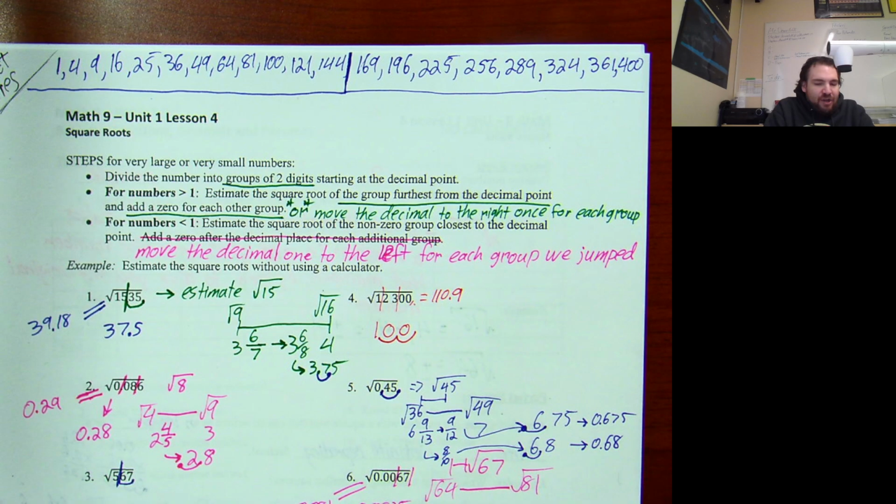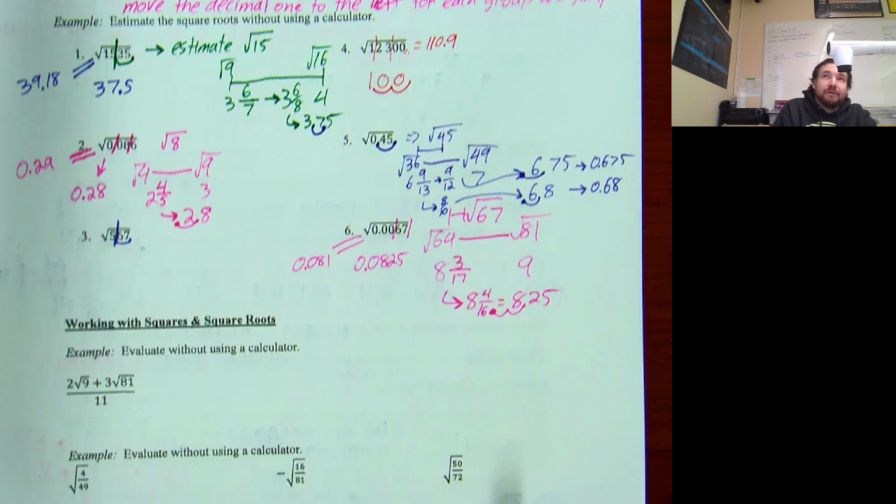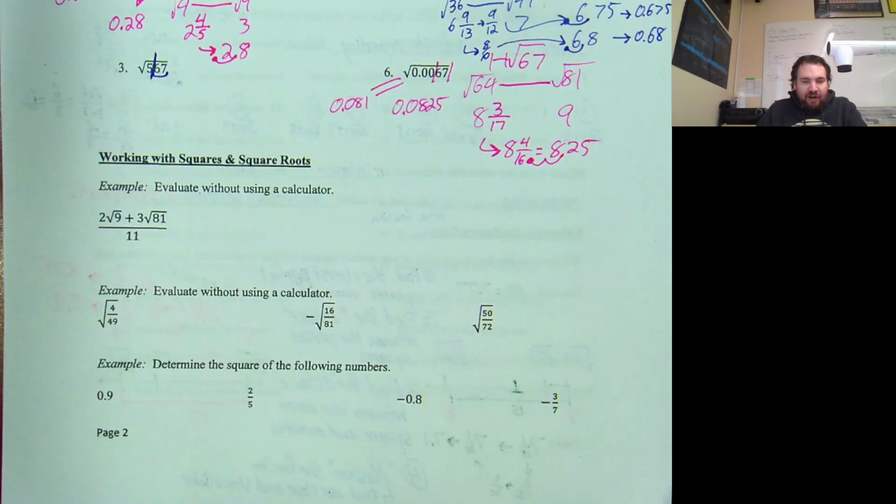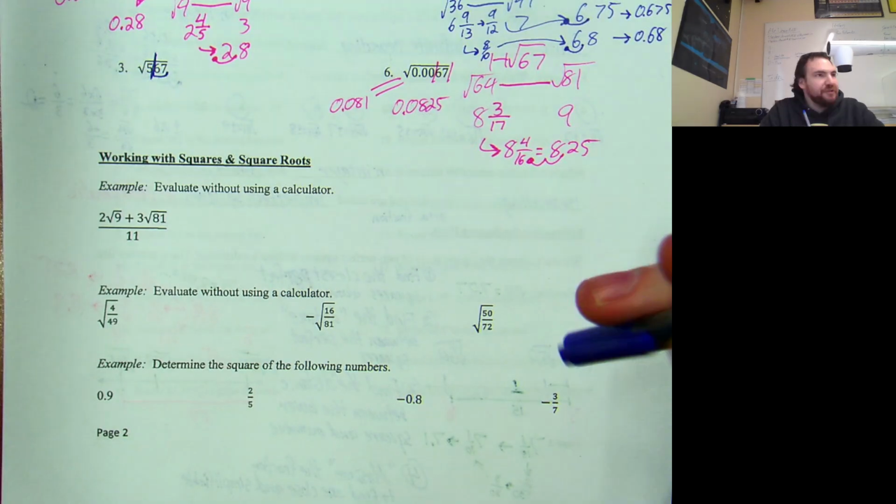Okay, so you're going to want to recognize these first 20 perfect squares to make your life a little easier until I let you use a calculator. So now here we go, working with squares and square roots. Let us carry on carrying on. So, working with squares and square roots.